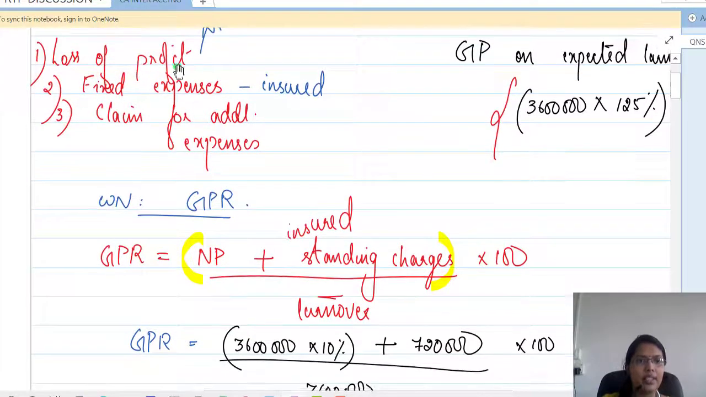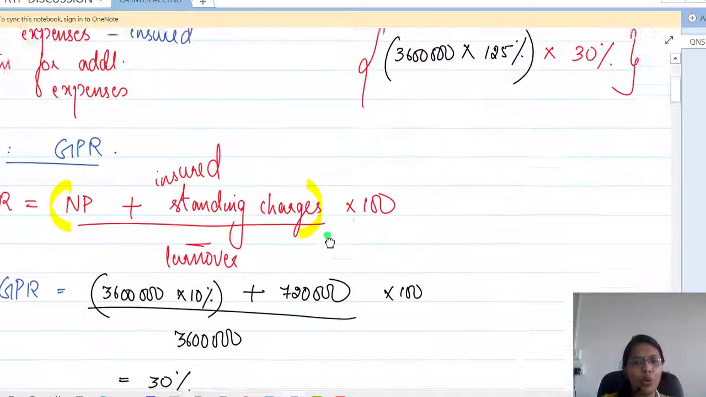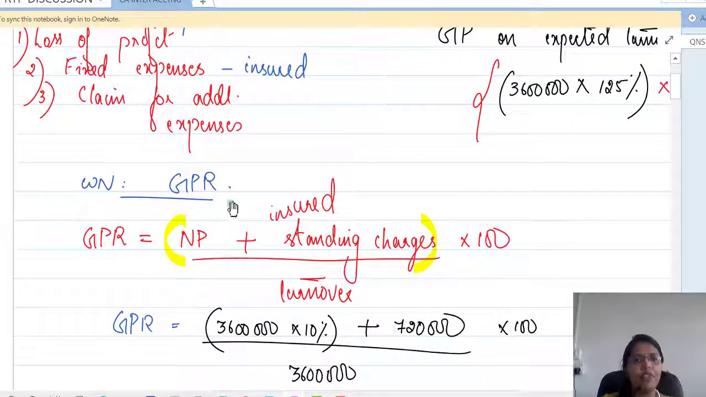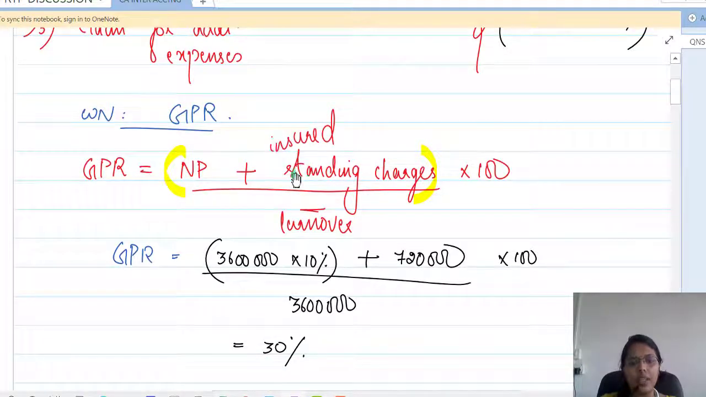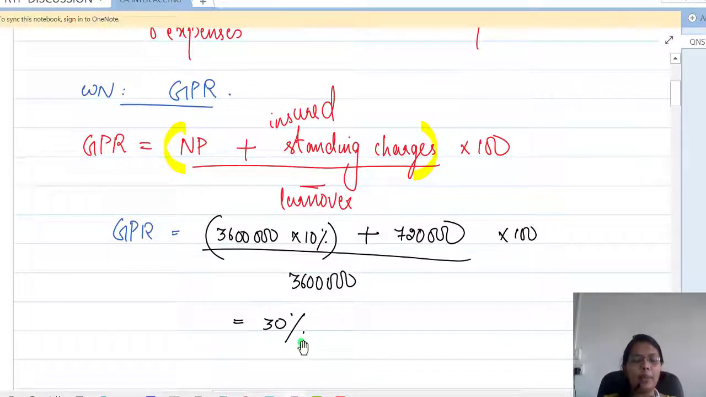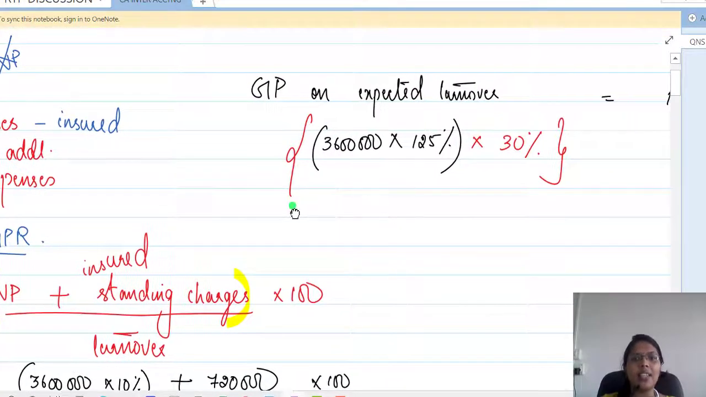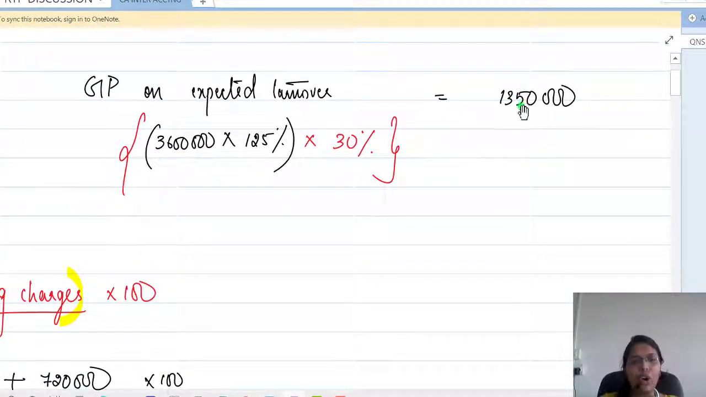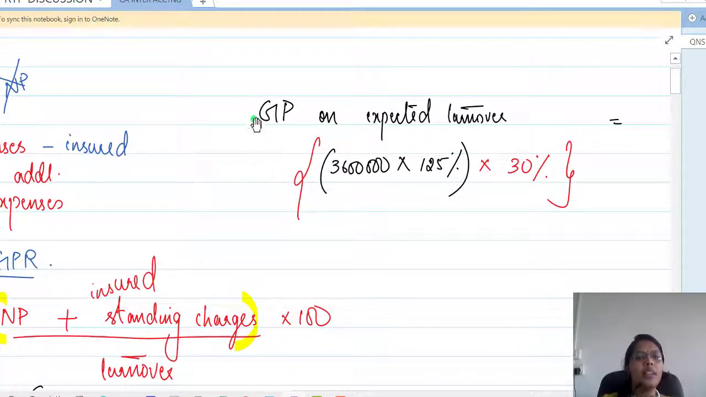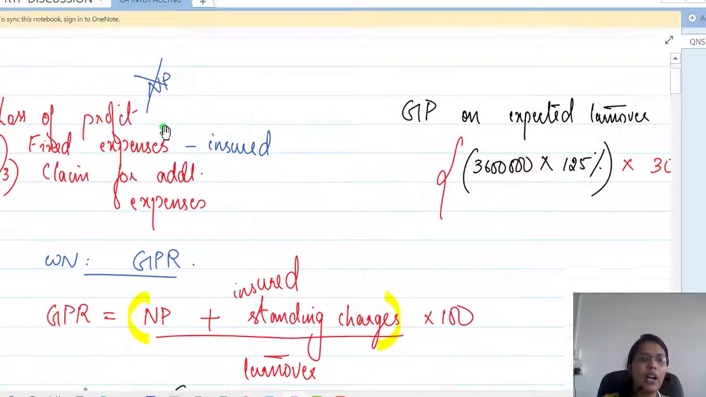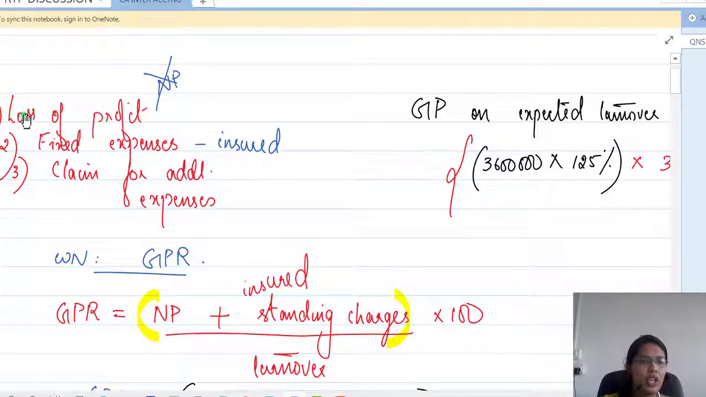So we can say this loss of profit that you have found out is nothing but a combination of the gross profit as well as insured standing charges, because just because insured standing charges were in the numerator, you ended up getting a GP of 30%. If you eliminated this 7,20,000, you will get a different GPR. So that itself is an indication that the 13,50,000 you have got as loss of profit is a combination of both the profit element that he might lose and also the fixed expenses. So we have covered both the points mentioned as first and second.